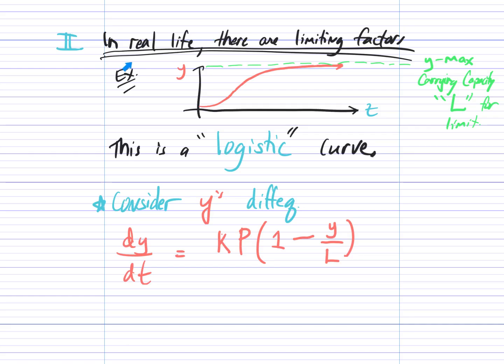All right, but in real life, there's often limiting factors like competition for resources. So when things grow exponentially at first, but then they slow down and reach some kind of carrying capacity, a maximum y value, we'll call L for the limit. At that point, the rate of change is 0. It's not getting any bigger, it's not getting any smaller. The rate of change is essentially 0.